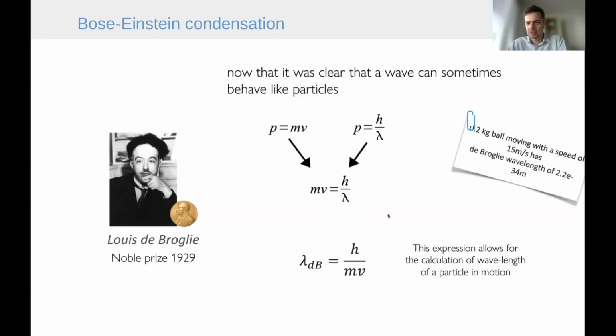And this expression allows for the calculation of the wavelength of any particle that is moving. But usually this wavelength is very, very small. So to give you an example, a 0.2 kilogram ball moving with a speed of 15 meters per second has a de Broglie wavelength of about 2 to the power of minus 33 meters. So it is an extremely small wavelength. So we cannot observe this wavelength for macroscopic particles, but maybe we can for microscopic particles.